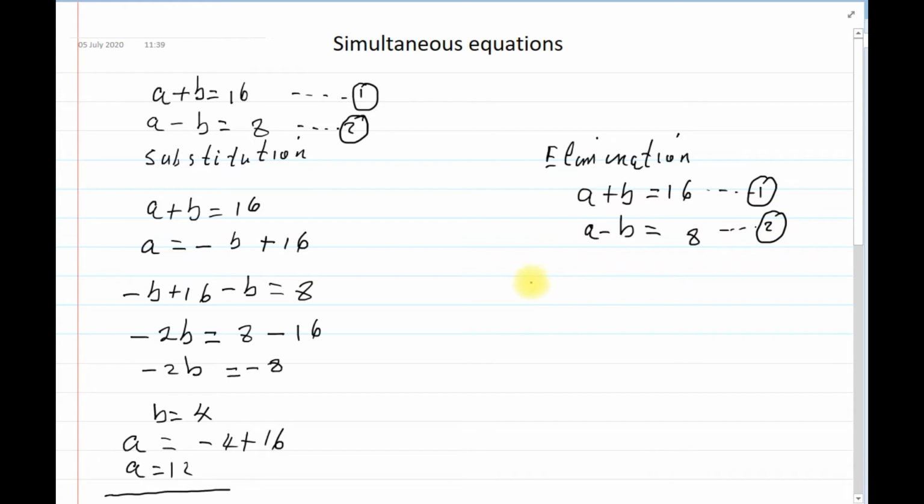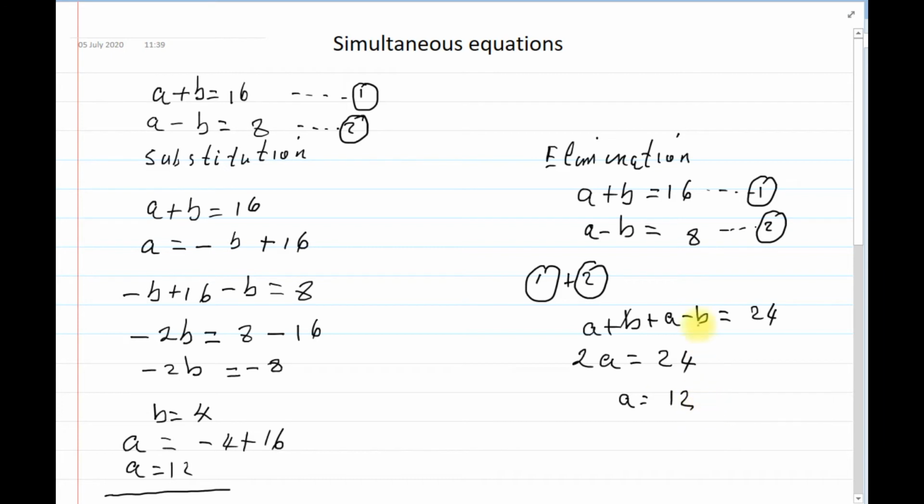So if I add equation 1 plus equation 2, I will get a plus b plus a minus b is equal to 24. Here the two b's cancel. I'm left with 2a is equal to 24. So a will be 12.